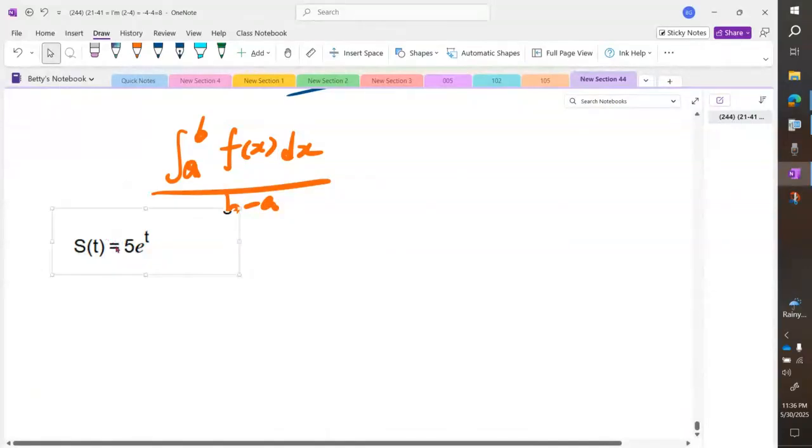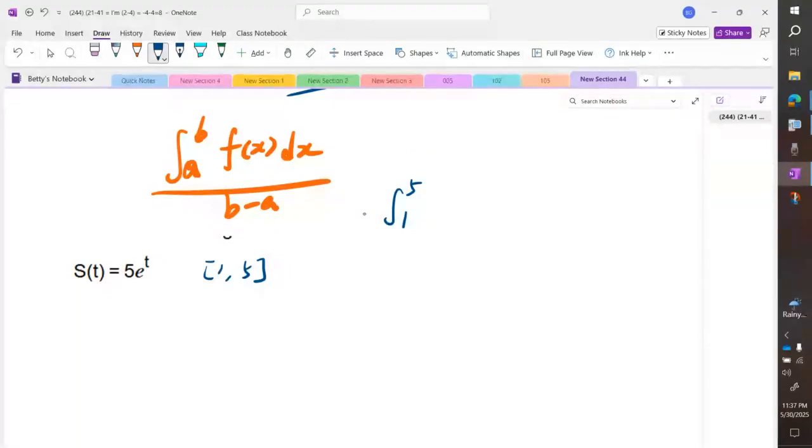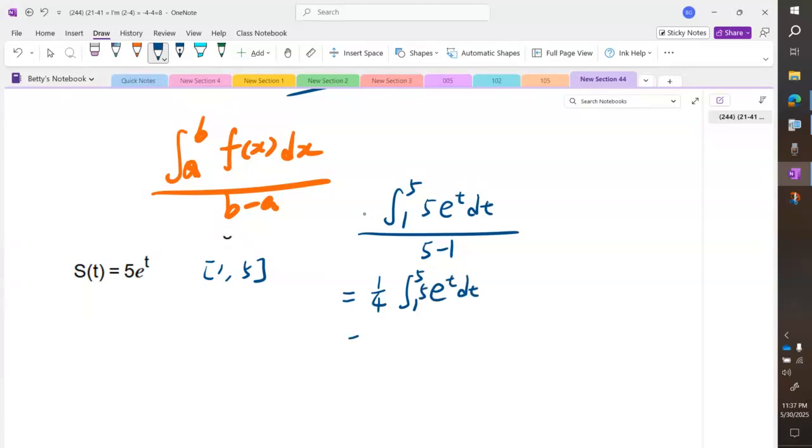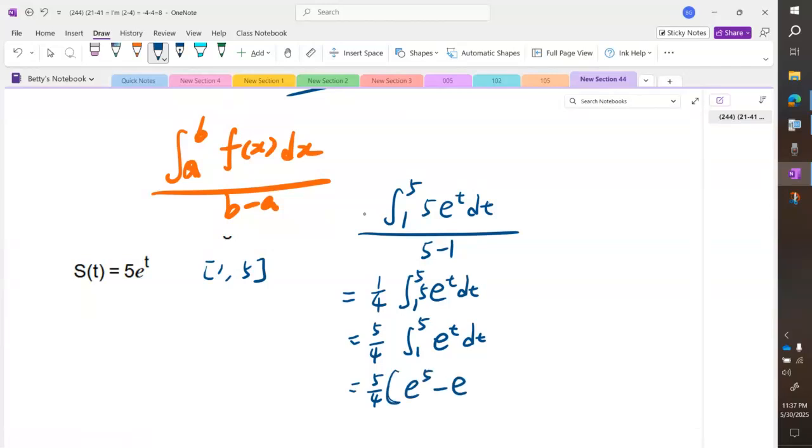We can find it by using this formula. 1 to 5, so this is the integral from 1 to 5 of S of T dt over 5 minus 1. 5 minus 1 is 4, so we have 1 over 4 here. The integral from 1 to 5 of 5 e to the power t dt. We can bring 5 out, so 5 over 4 outside. The integral from 1 to 5 of e to the t dt. And the antiderivative is the same function, e to the power t. So we're going to have e to the power 5 minus e to the power 1.